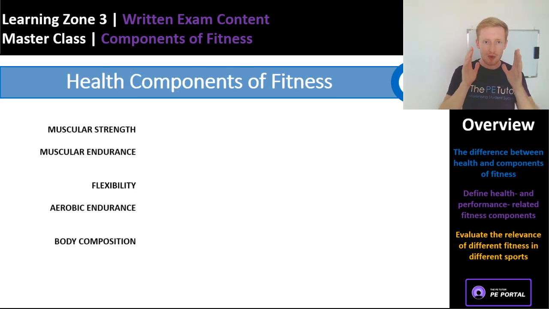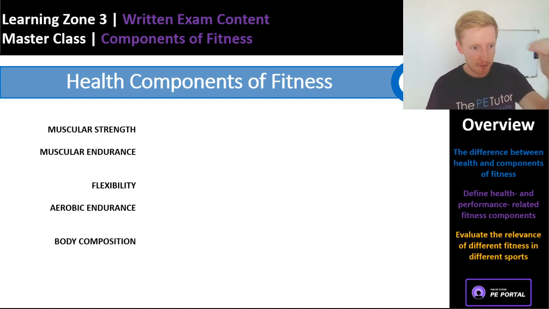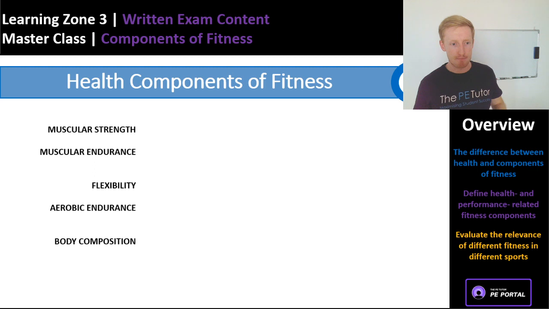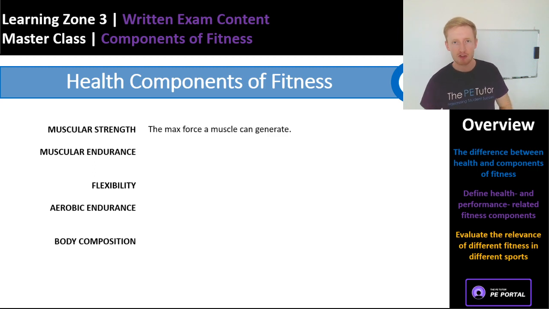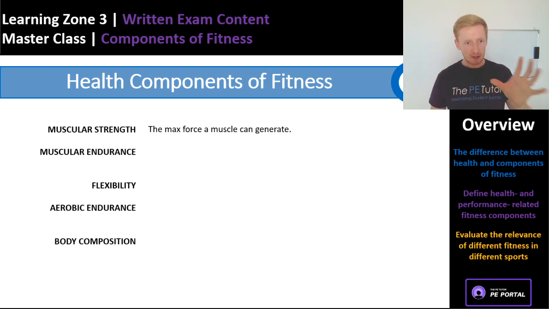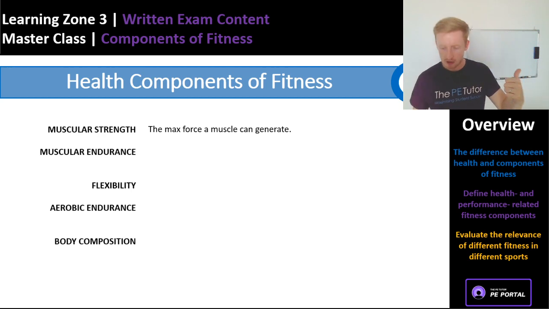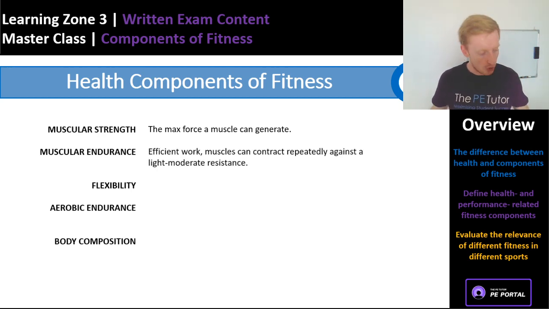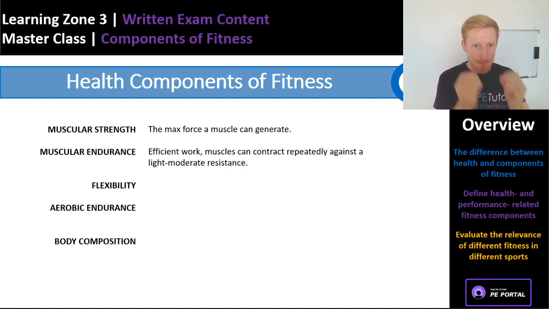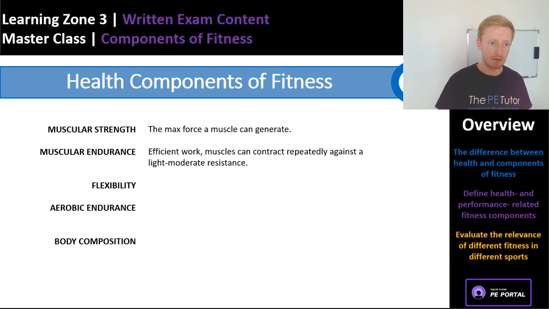So we're going to start off with health components. We've got that fab just there: muscular strength, endurance, flexibility, aerobic endurance, and body comp. Muscular strength. We are going to go through each of these individually, so don't feel like you have to note them down straight away. But muscular strength, the maximum force a muscle can generate. Okay, not 10 reps. We're talking 1 repetition, 1 range of motion, 1 contraction. It's the maximum output that muscle can achieve.